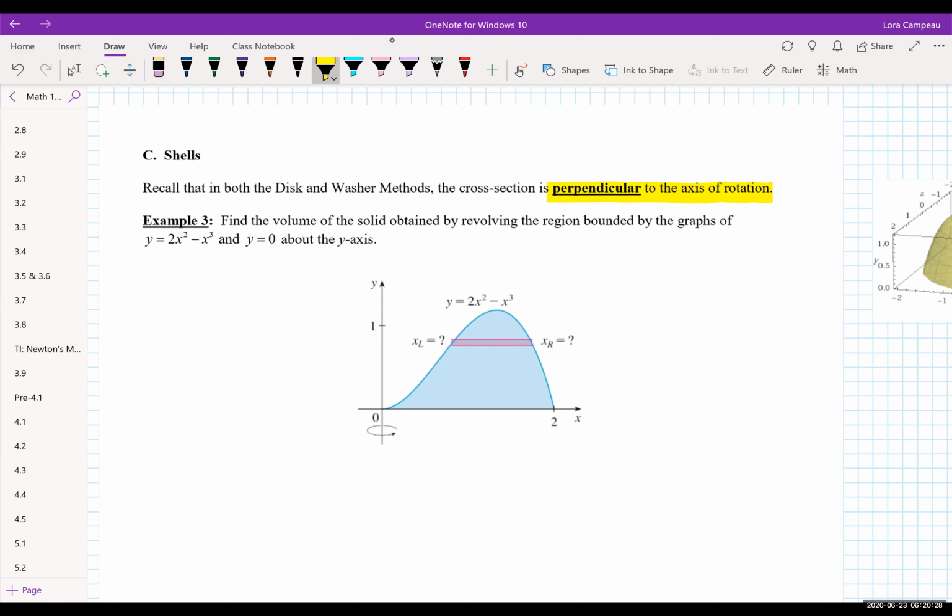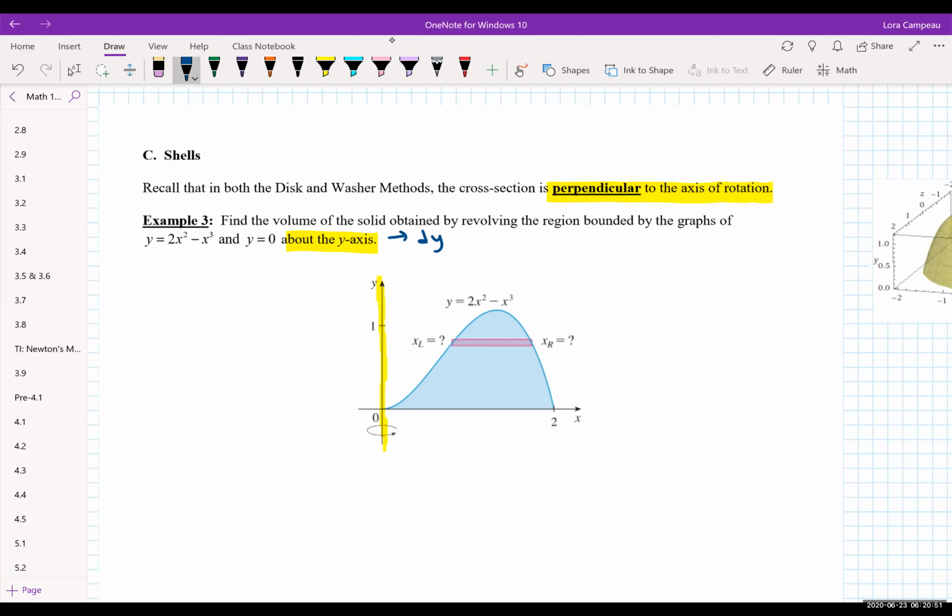So if we noticed that we were revolving about the y-axis, we know that that's the axis of rotation. We would then say, okay, that gives us a heads up right away that we're going to need to use dy in our integration. No problem there.